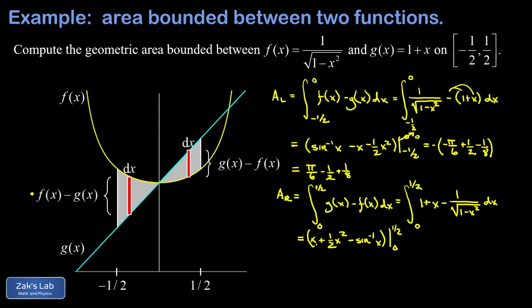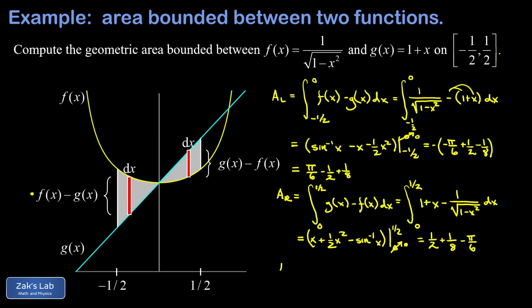Replace x with 0, and the first two terms are gone, and then I have the angle whose sine is 0, which is again 0. So everything vanishes there. That's really nice. And all I have to look at is the upper limit. When I sub in 1/2, I end up with 1/2 plus 1/8, and then minus the angle whose sine is 1/2. Well, that's pi/6. So minus pi/6.